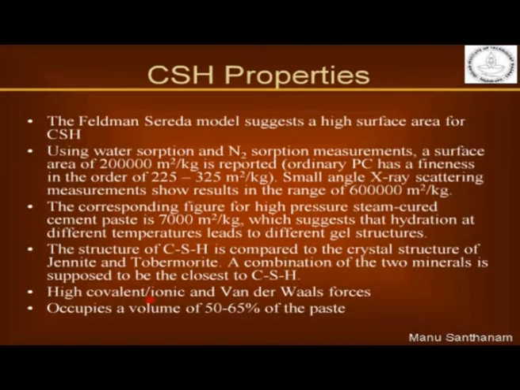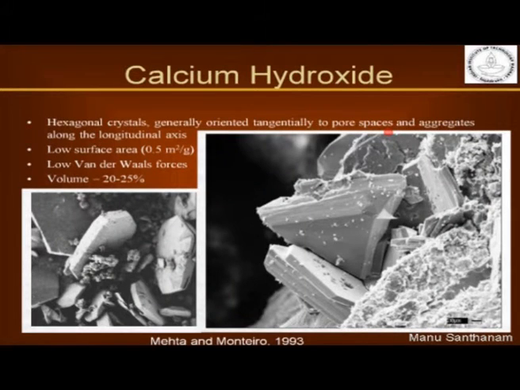The other particles are, as I said earlier, filling up a large volume because of their crystalline shapes. Calcium hydroxide forms very well defined hexagonal crystals. The van der Waals forces are low and the surface area is very low, because you can imagine when you have a well defined crystal, it's got to have a low surface area. These hexagonal crystals of calcium hydroxide occupy a volume of about 20 to 25% inside ordinary cement paste.